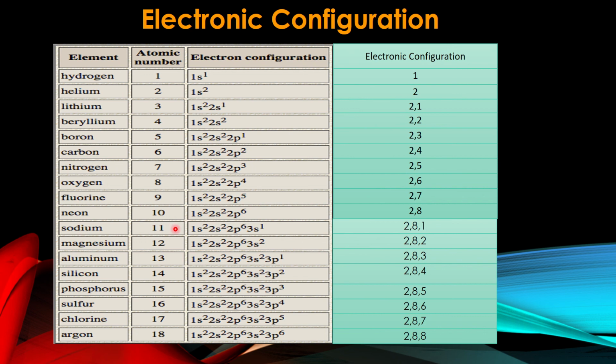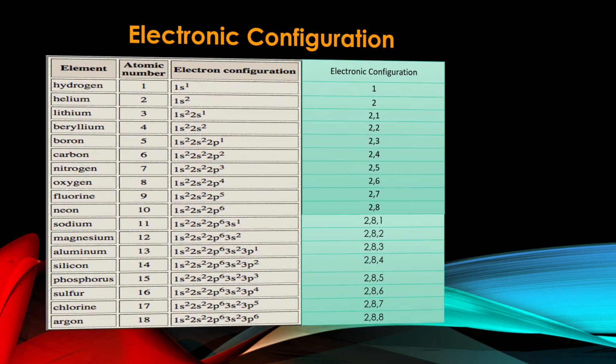And look, sodium has a total of 11 electrons: 1s2, 2s2. The p orbital can hold a maximum of 6 electrons, so there will be 2p6, and the last 1 electron will go to 3s1. You can count the electrons this way: 2 and 6 is 8, so 2, 8, 1. This is its electron number, 2, 8, 1. In this way, from hydrogen to argon, the electronic configurations are done here.